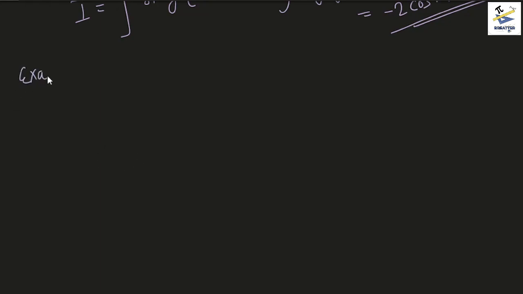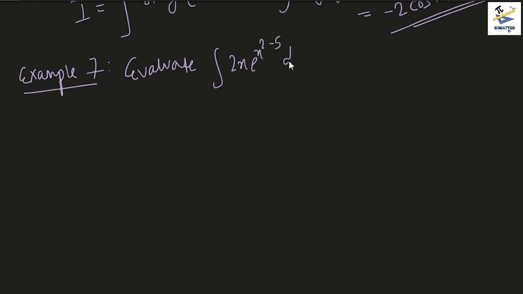Example 7. I will try to do this as much as I can so that you get the idea of the method of substitution completely. And if you have any trouble in evaluating derivatives, please go back to the last videos to find out how to evaluate a certain derivative or how to do complex derivatives as well. Okay, so example 7, evaluate the integral of 2x e to the power x square minus 5 dx.